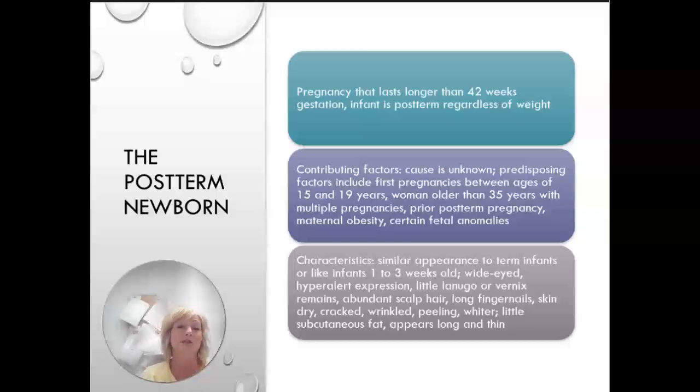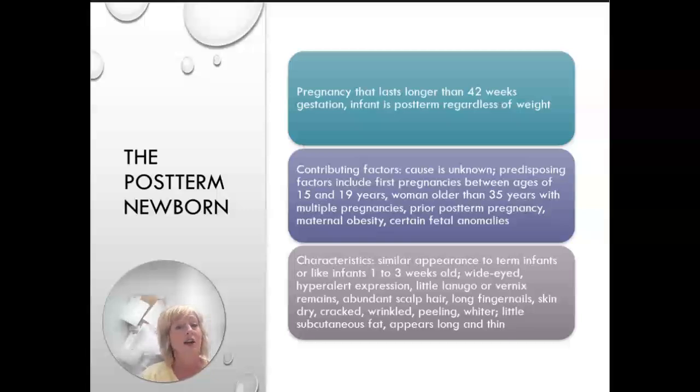Some of the predisposing factors: if it's the first baby, sometimes that just happens and they just go longer than their dates. If mom is younger, between 15 and 19, or she's older than 35, sometimes that can cause that. Multiple pregnancies. If mom had post-term babies before, the likelihood of having a post-term baby is a little bit greater. Maternal obesity is going to increase that.